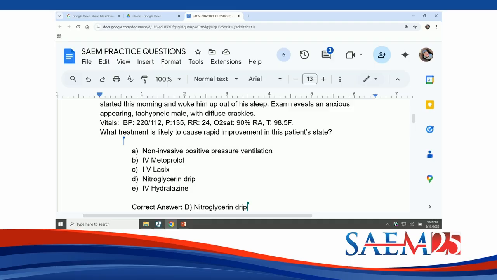Which of the following medications would give the most rapid improvement in this patient? And they're all IV medications. Right. And I think rather than asking what would cause improvement, I would just say, which medication do you want to start? What's the first next step in treatment, or something like that.